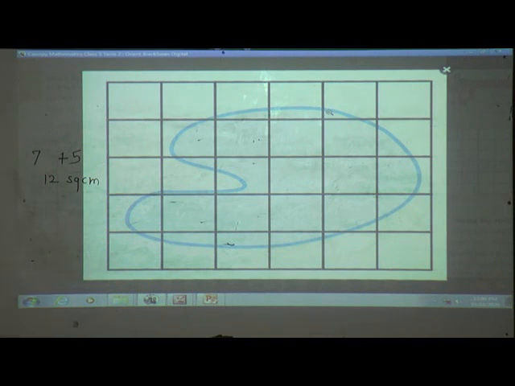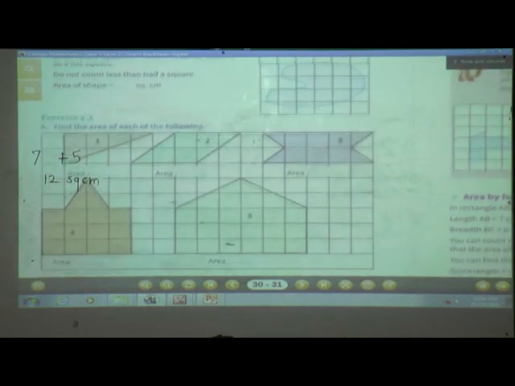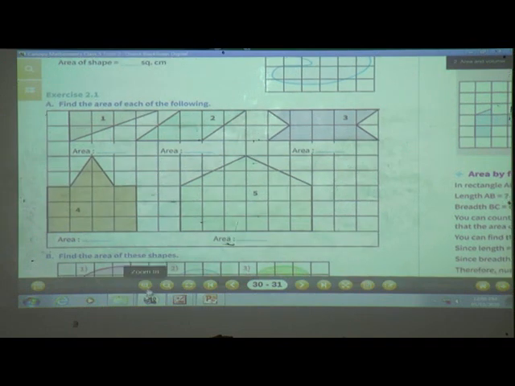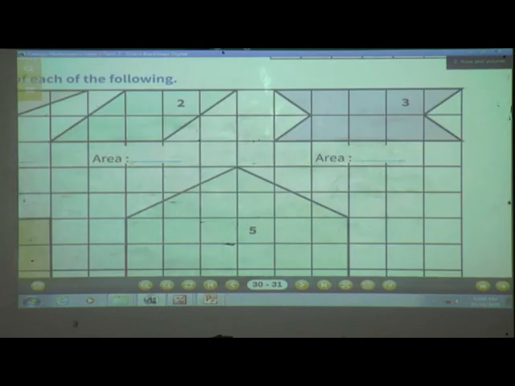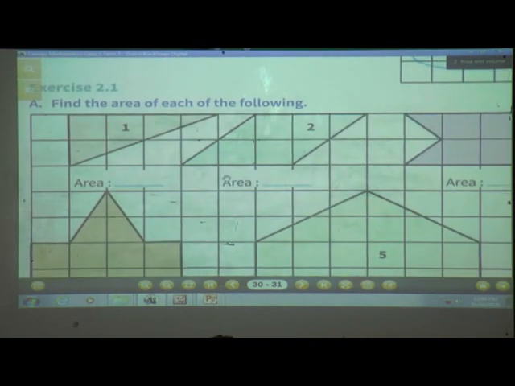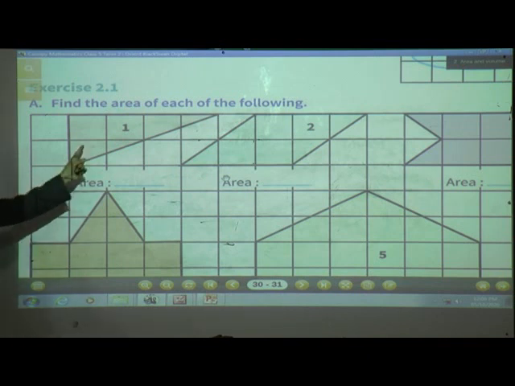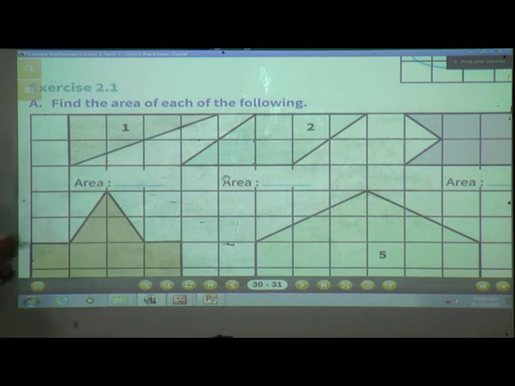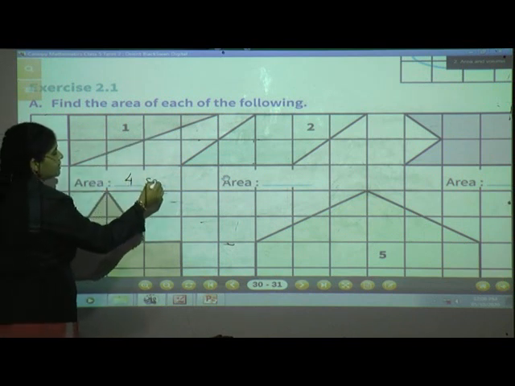Now we'll see our exercise 2.1. Find the area of each of the following. Here, first one, find the area. See how many full squares are here? 1, 2. And how many half squares are here? Yes, students? Here, 1 and 2. So this 2 plus this 2 is equal to 4. That's why 4 square centimeter.